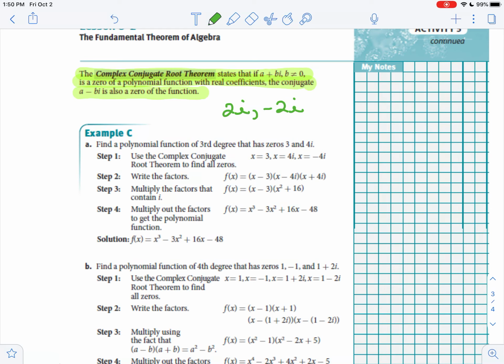Okay, now that's just for the i's. That's not for like if you have a 2, it doesn't mean you have a -2. But 2i and negative 2i, they always come in pairs, plus or minus 2i.